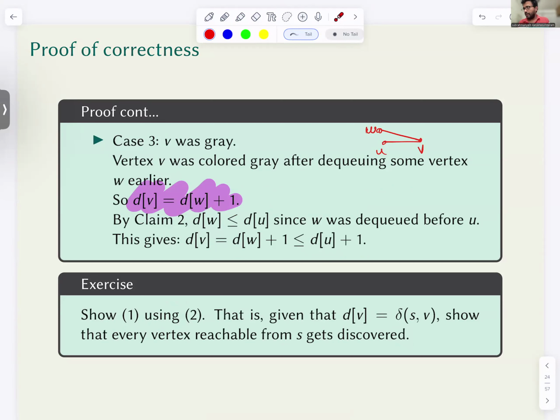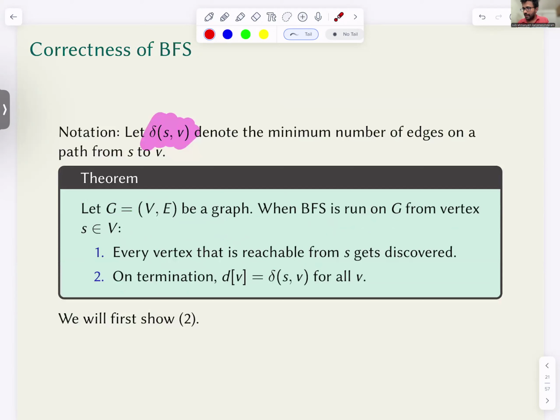v, if it is reachable from s, dv is going to be the number of steps in the shortest path from s to that vertex. The other thing to show is that every vertex that is reachable from s gets discovered, because otherwise you will not get this value. Otherwise it will remain infinity.